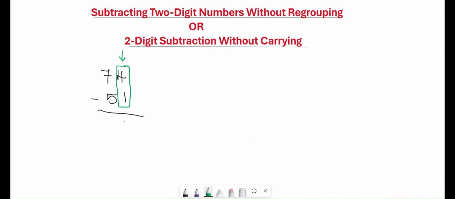It's 3. Next is subtraction of the tens place digits. What is 7 minus 5? It is 2. Answer is 23. That is 74 minus 51 is equal to 23.